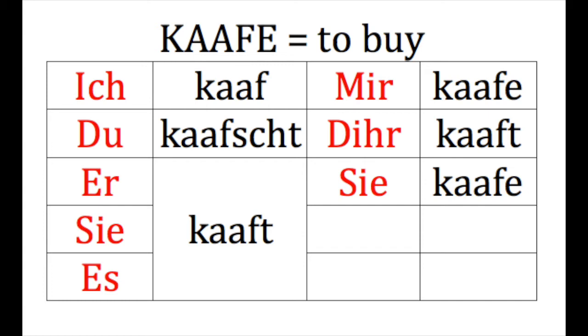S-C-H-T ending. He, she, or it buys. Er, sie, or es kauft. T ending. We buy. Mir kaufe. You guys buy. Dir kauft. And they buy. Sie kaufe.